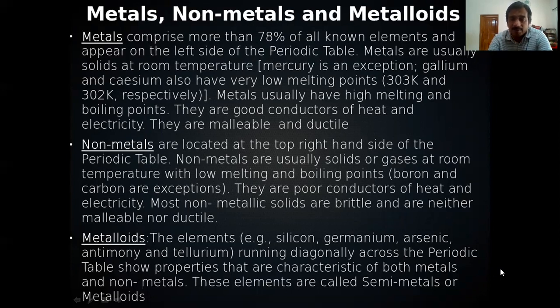But non-metals can be solids, gases or liquids. They are usually solids or liquids or gases at room temperature. Bromine is a liquid, a non-metal. Carbon is a solid, fluorine is a gas. And they have usually low melting and boiling points. But there are exceptions. Boron and carbon are the exception. They have high melting and boiling points. And the non-metals are poor conductors of heat and electricity. Most non-metallic solids are brittle and are neither malleable nor ductile.